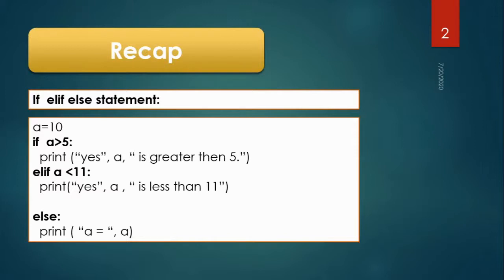As you know, a is greater than 5 and a is also less than 11, so it is not going to execute the elif block or else block. It is going to execute the if block because our first condition is fulfilled, so it is not going towards the second or third block. Our program will stop at the if block. So that's all for the recap of previous lectures. Now I am proceeding to lecture 4.